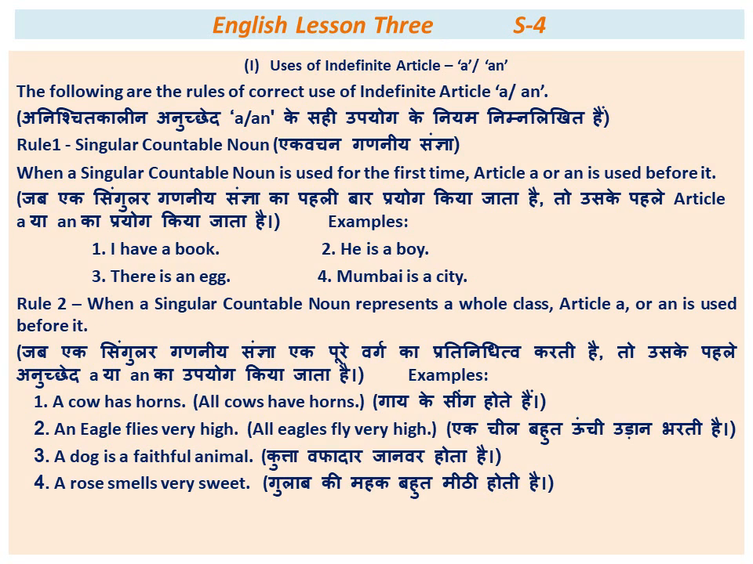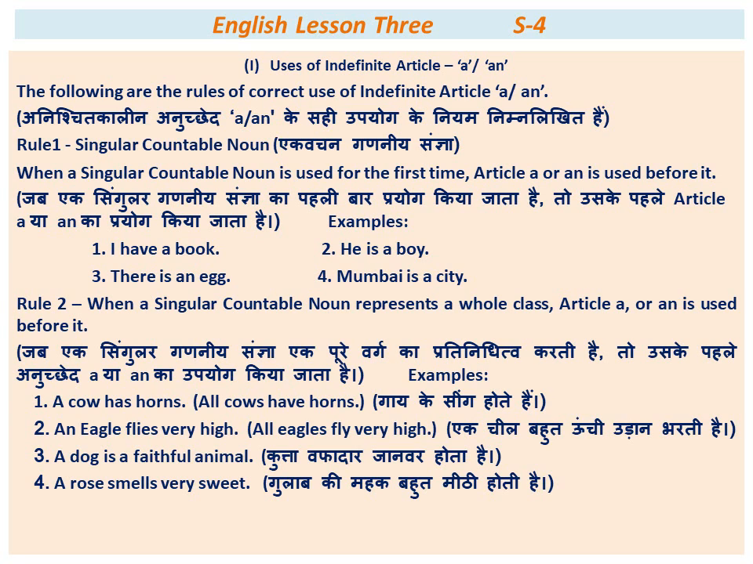Now friends, coming to English lesson 3, slide 4. Point number 1, uses of indefinite article a or an. The following are the rules of correct use of indefinite article a or an. अनिश्चितकालीन अनुच्छेद ए एन के सही उपयोग के नियम निम्नलिखित है. रूल नंबर 1, सिंगुलर काउंटेबल नाउन. When a singular countable noun is used for the first time, article a or an is used before it.